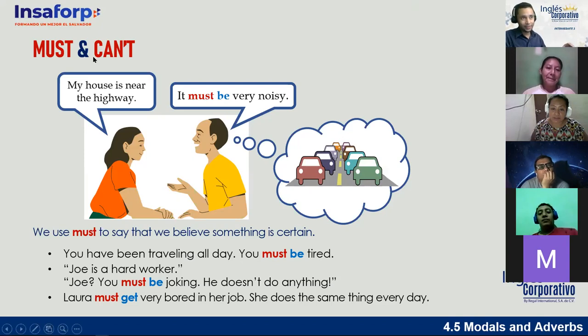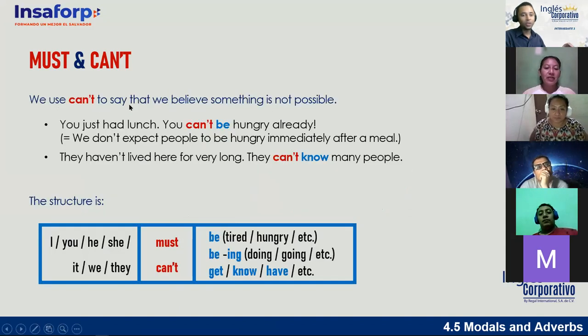The opposite is can't. Okay, can't. Look at this. We use can't to say that we believe something is not possible. You just had lunch. You can't be hungry already, okay? You can't be hungry. So, no puedes tener hambre ahorita, dice, si acabas de comer. You can't be hungry already.